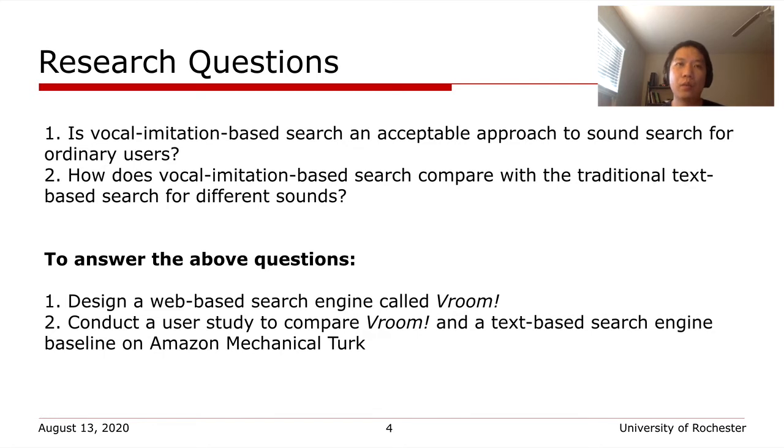In this paper, we would like to answer two research questions. First, is vocal imitation-based search an acceptable approach to sound search for ordinary users? Second, how does vocal imitation-based search compare with the traditional text-based search for different kinds of sounds? To answer these questions, we designed a vocal imitation-based search engine called Vroom. We then conducted a user study on Amazon Mechanical Turk to compare Vroom with a text-based search engine baseline.